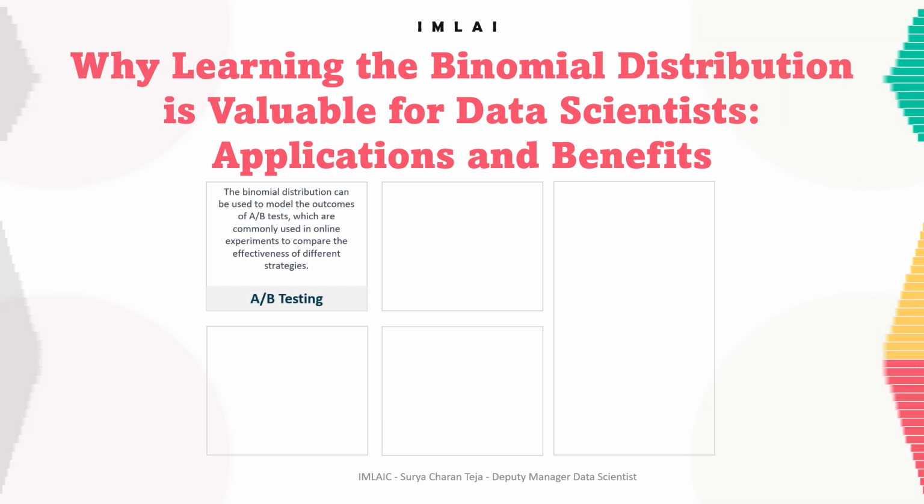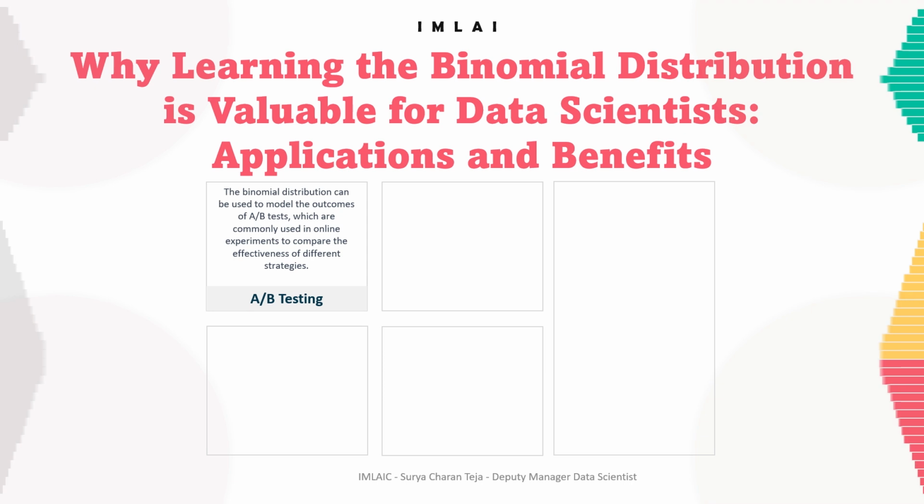So first one, it will be useful in A/B testing. The binomial distribution can be used to model the outcomes of A/B tests, which are commonly used in online experiments to compare the effectiveness of different strategies. So, if you take an example, imagine an online retailer is testing two different versions of a web page to see which one leads to more sales.